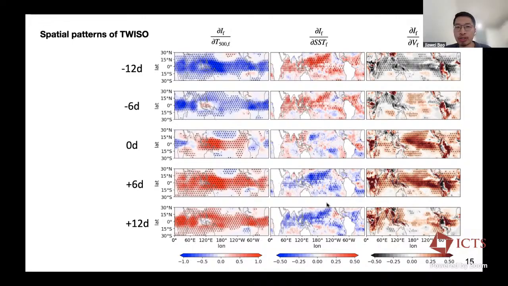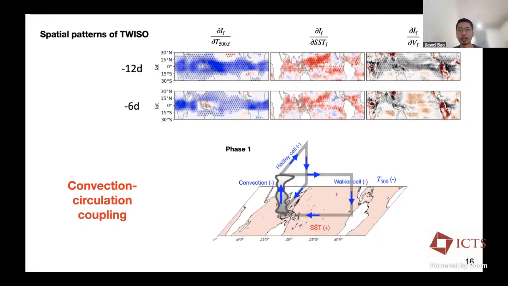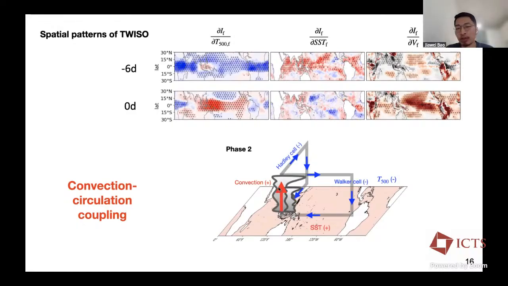If we combine these three variables, we will see a very clear convection-circulation coupling, which I will describe in these three phases. Initially, the atmosphere is cold, whereas the surface is warm, circulation is weak, and convection is weak. This reflects a low stability atmosphere, where you have a colder temperature in the atmosphere with a warmer surface, and this will lead to convection enhancement. So convection first enhances over the warm pool region, while at the same time the circulation is still relatively weak. So convection first responds to the instability.